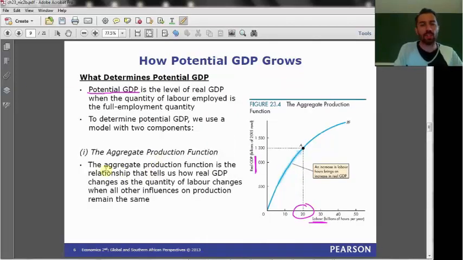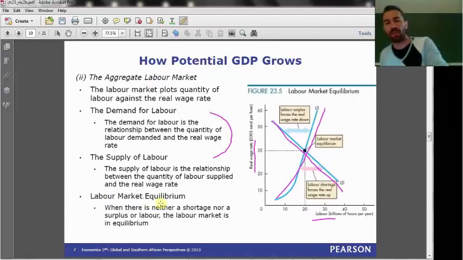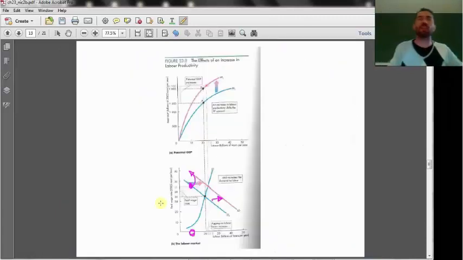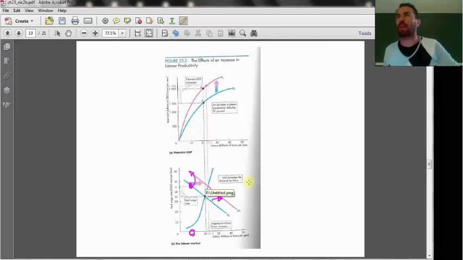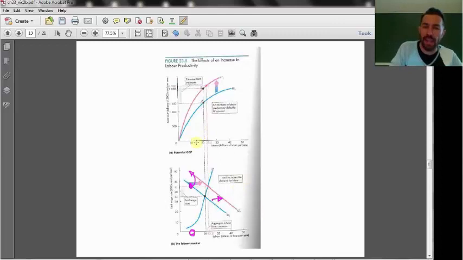It is the relationship between the quantity of labor and the level of output when all other factors remain the same. Okay? When all other factors remain the same. If we change labor productivity, then all other factors are not remaining the same. When we change labor productivity, what we're saying is any given quantity of labor is now able to produce more. So our entire production function shifts upwards.